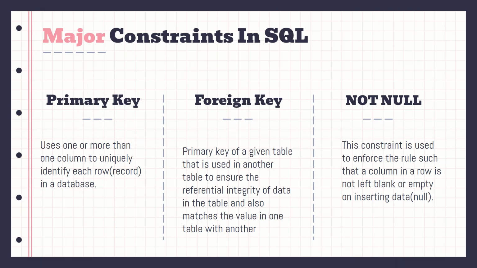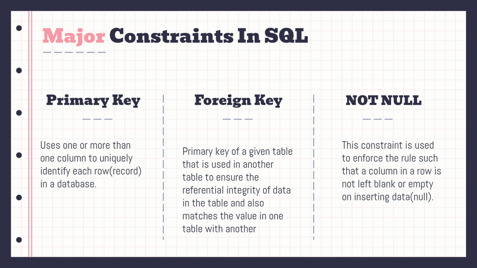So let's look at the major constraints in SQL. We have the primary key constraint, we have the foreign key constraint, we have the null and not null constraints, and we have many other constraints. In here I'm just going to look at the basic important ones, because this is just a quick introduction to SQL. So I won't be covering all the constraints. I'm just going to look at the key important ones.